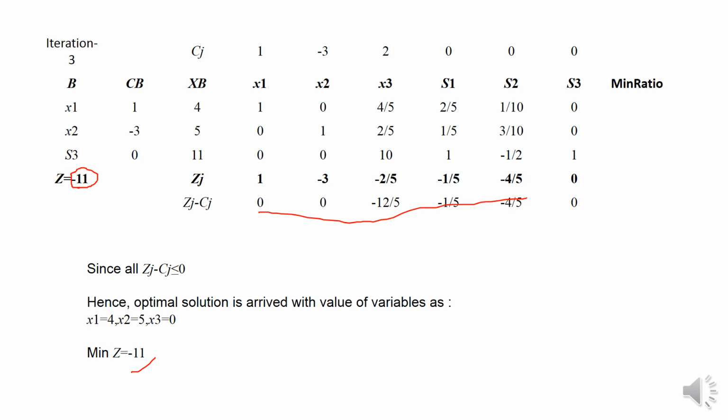If we had done it as a maximization, then we would have looked for the most negative in Zj minus Cj, and the rest of the procedure was the same, and once we got the value of z, that would have been plus 11. For the minimum we have to put a minus sign on that, then it becomes minus 11.